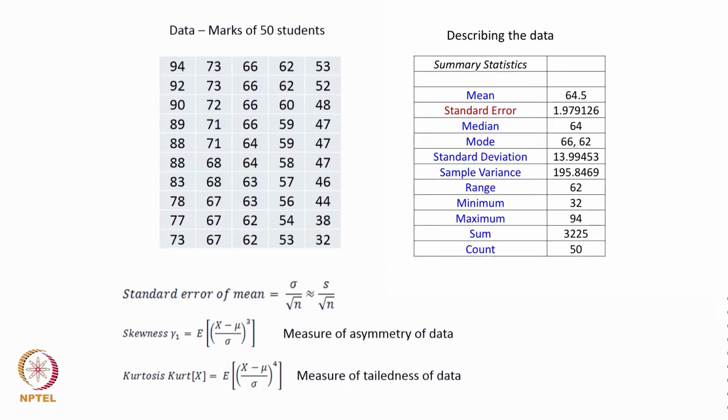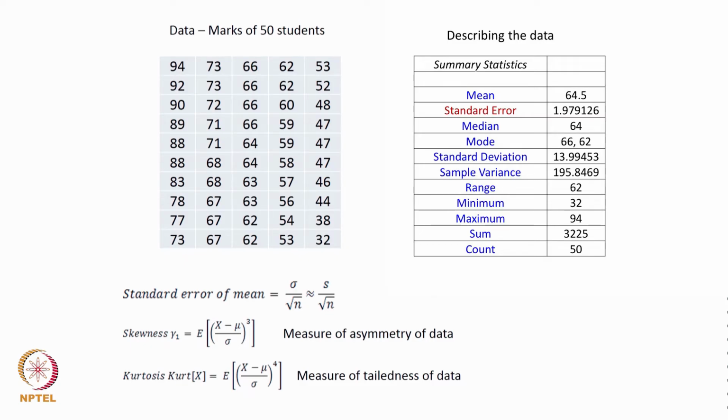So, with this data, now we can also calculate several statistics. Now, these summary statistics that are shown on the right are usually computed for a given set of data. So, we quickly go through this. The mean is 64.5. Standard error of the mean is sigma by root n, and in this case approximated to s by root n.